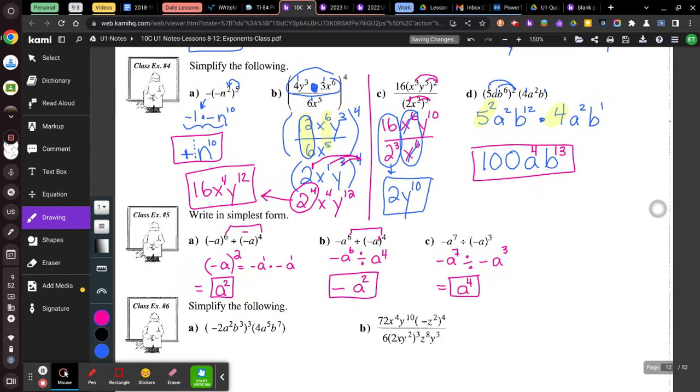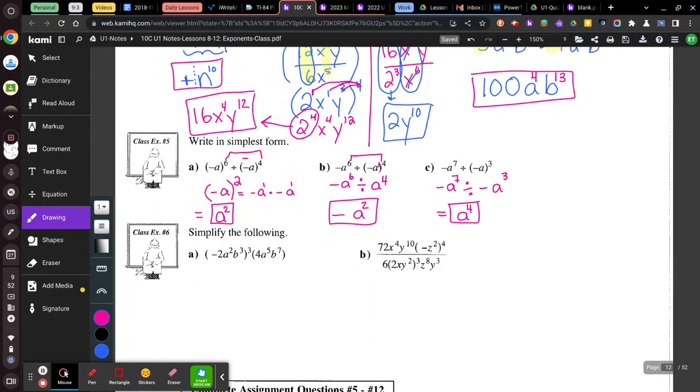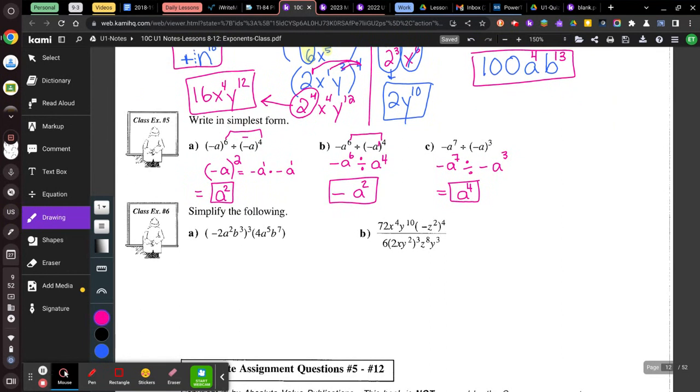Okay, a couple more examples. These ones have multiple things going on. So we've got outside, you have to look inside your brackets first to see if there's anything that can simplify. Inside these ones, there's nothing that can simplify. So we're going to write 3. That guy's got a hidden 3 on him.